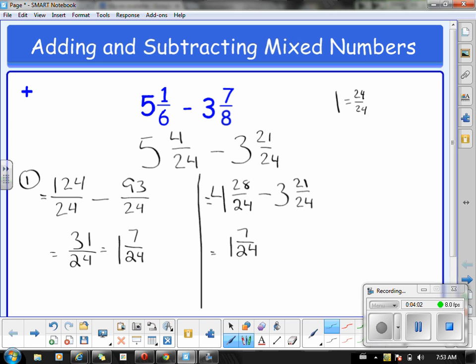So when you have your first numerator smaller than your second numerator when you're subtracting, you can either turn them both into improper fractions, subtract and turn it back to a mixed number, or you can borrow 1 from the 5 and make it a 4. And then the shortcut is kind of to add the amount of the denominator to the numerator to get your new numerator. Leave your second mixed number, subtract, and you should end up with the same answer.